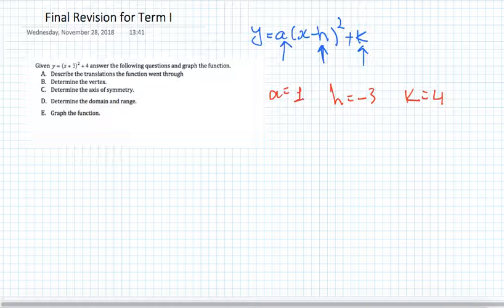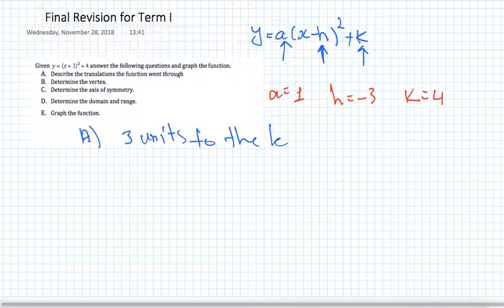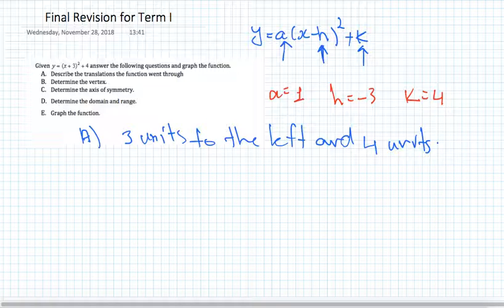So he wants first thing, A, to describe the translation the function went through. As you can see, the function went through negative 3 horizontally and 4 vertically. So negative 3 horizontally means this function was translated 3 units to the left, and 4 units, you guessed it, upwards. So this function was shifted 3 units to the left, that's minus 3 horizontally, and then 4 units upward, so it goes to the left and then up.